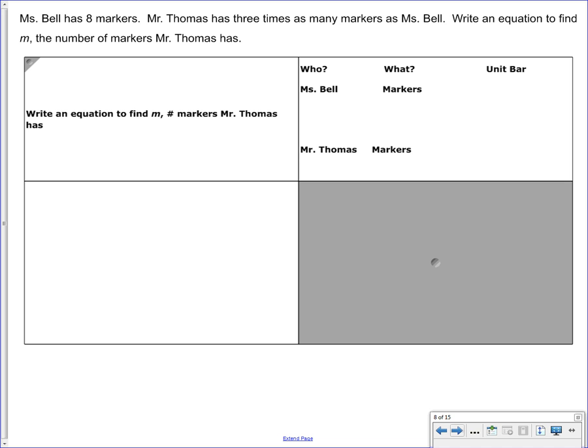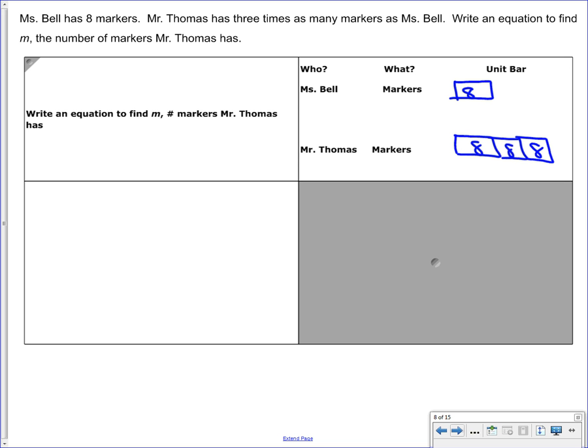So let's reread our problem to fill in our details. So we have Miss Bell and Mr. Thomas, and they both have markers. Miss Bell has 8 markers. Mr. Thomas has 3 times the number that Miss Bell has, meaning that he has 3 groups of the same amount as Miss Bell. So let's draw 3 of the same amount as Miss Bell.